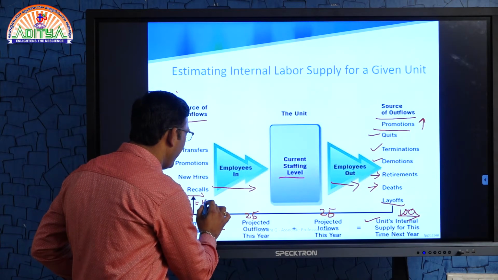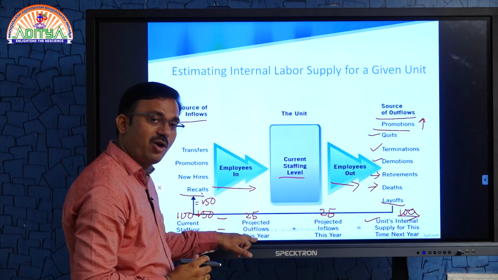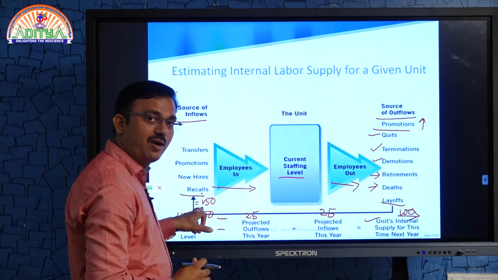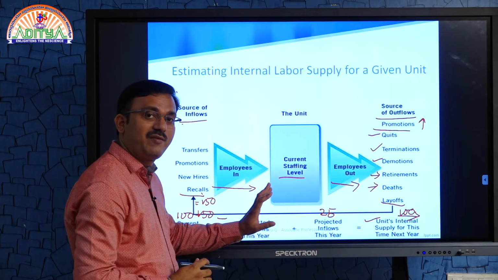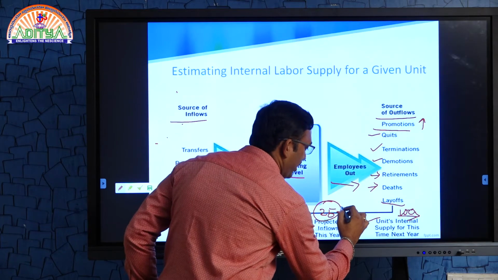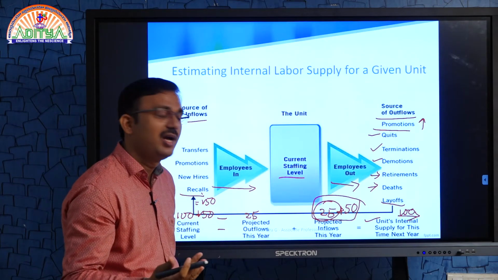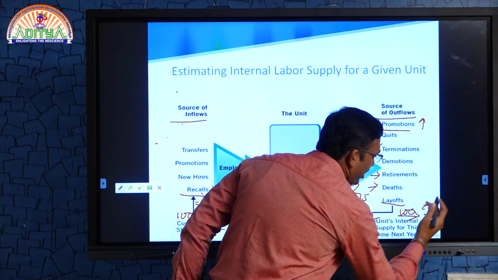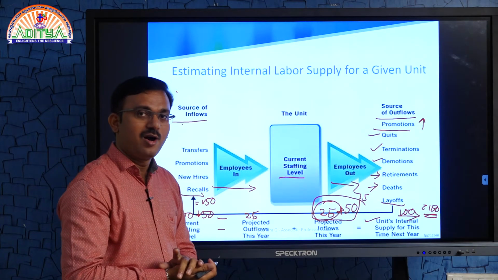100 plus 50, 150 employees we are going to require. Now what we are going to do here: 25 people, you already know, are leaving, and you are requiring 150. For example, if you are requiring 150, and 25 people are leaving, we only have 75. That means here we have to take care of 25 plus 50, that means a total of 75 additional people you are going to add. Then this 150 number, whatever we are going to require, that we are going to achieve. This is how the estimating of internal labor supply will be done in the organization.